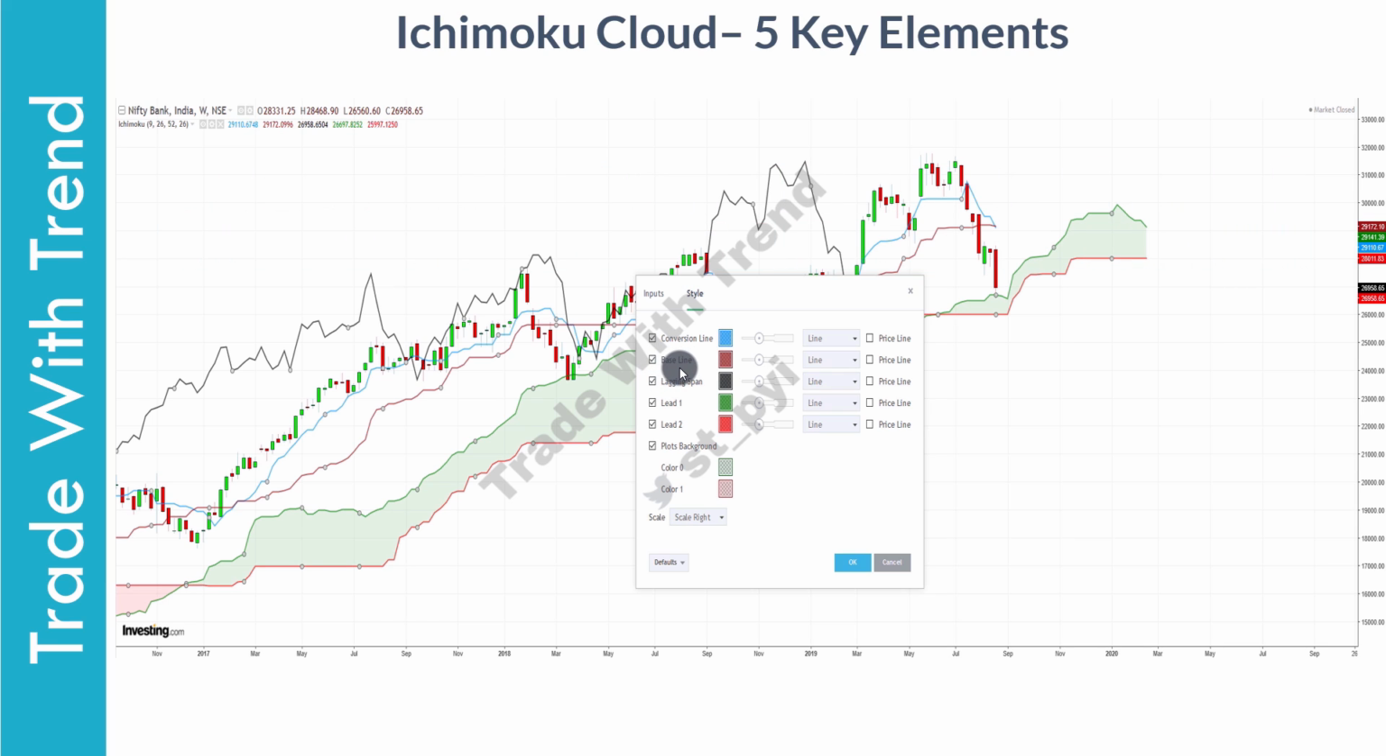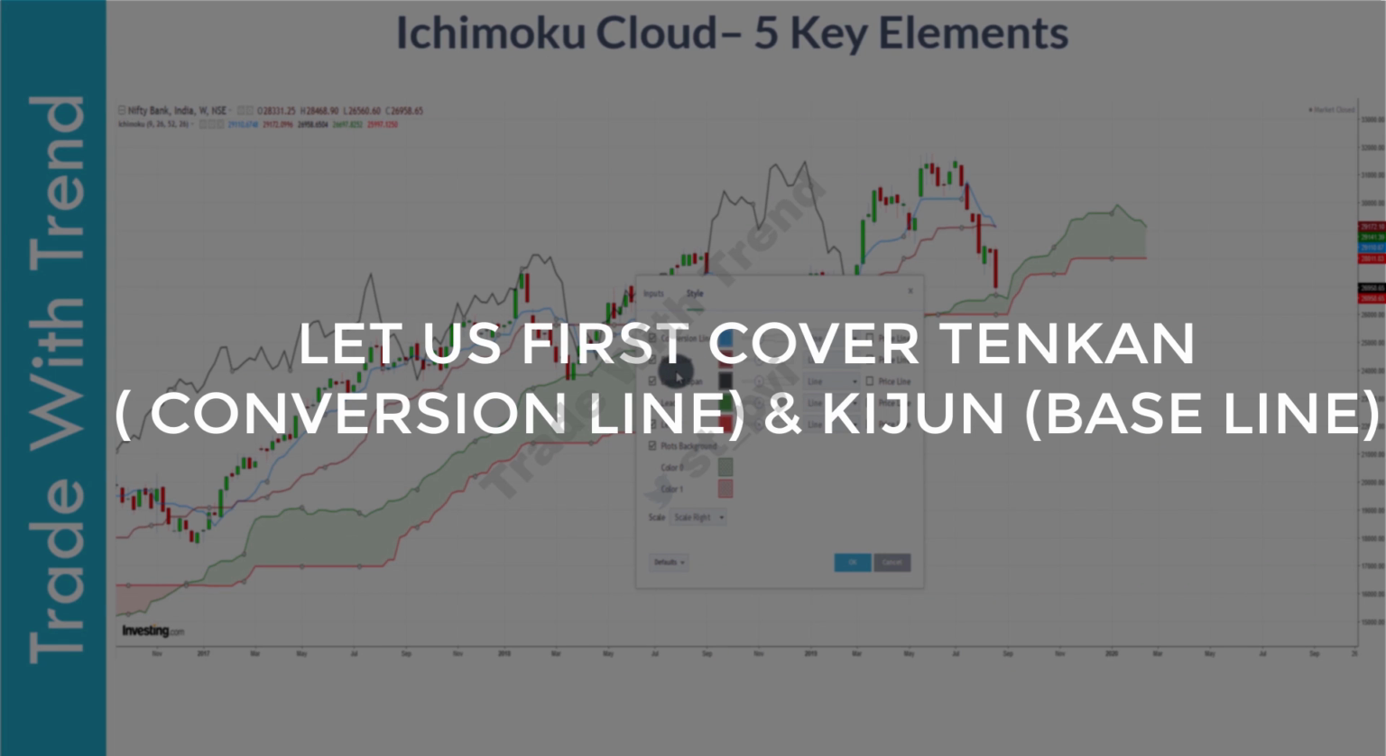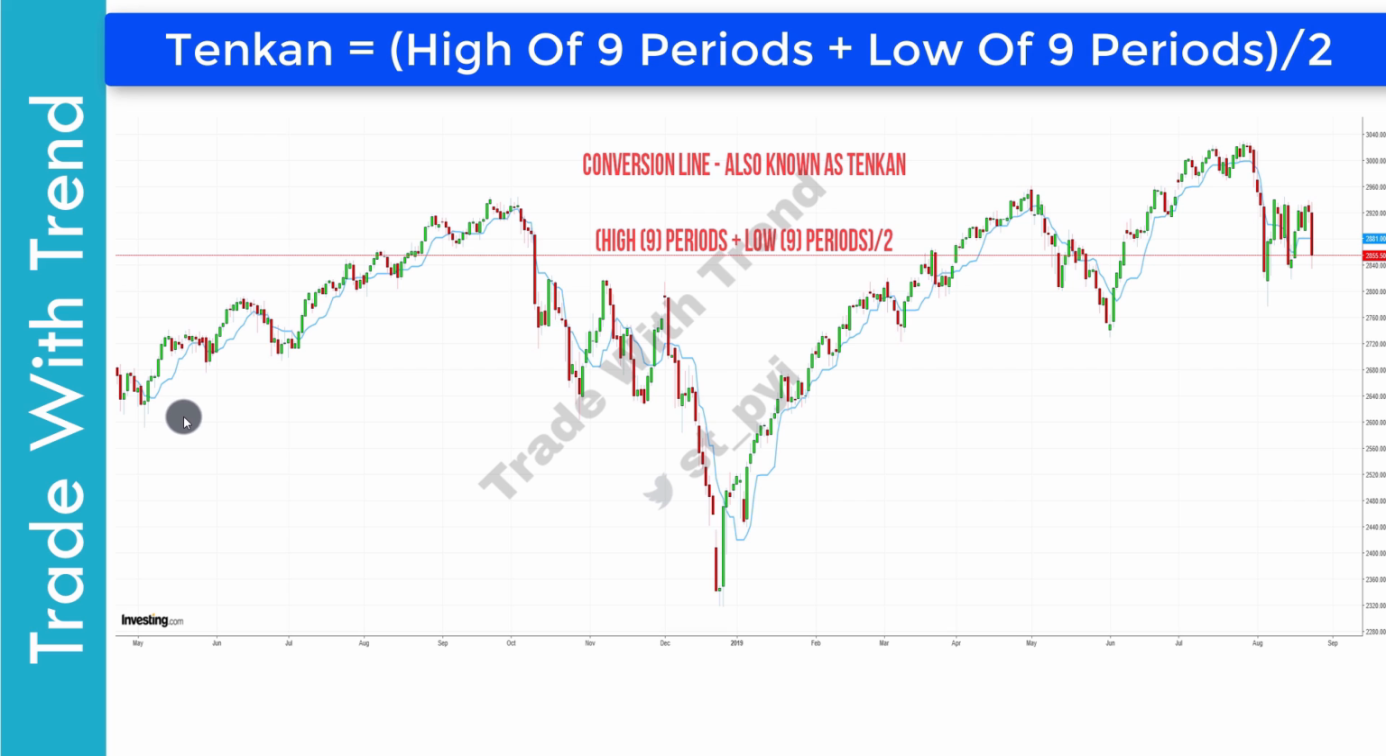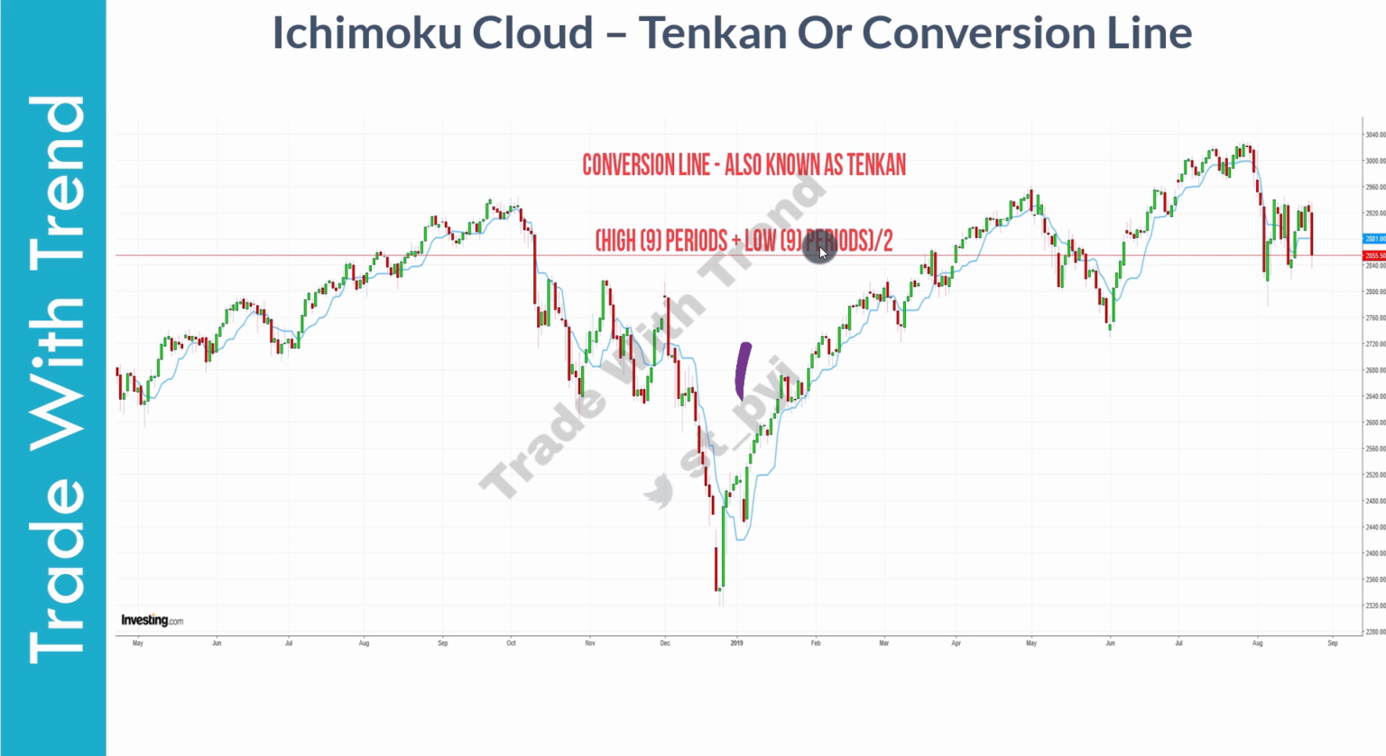Before moving forward with other elements, let me first explain Tenkan and Kijun in detail. Once I finish explaining these, I will then explain the remaining elements. Tenkan or conversion line is calculated as the average of the highest high and lowest low of the previous 9 days. I have posted the formula for this on the chart at this section.